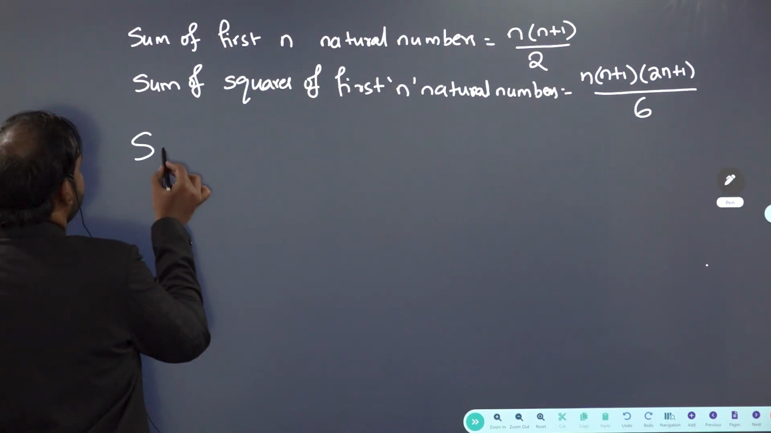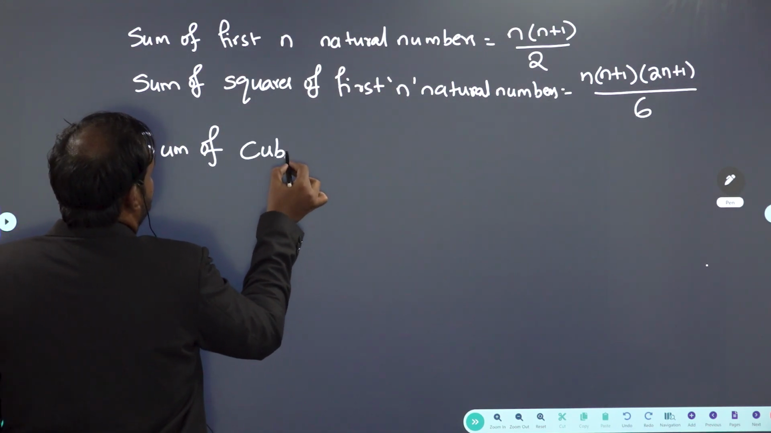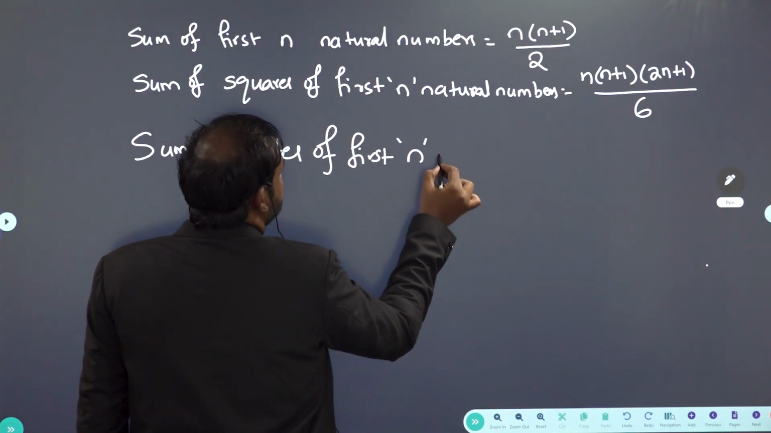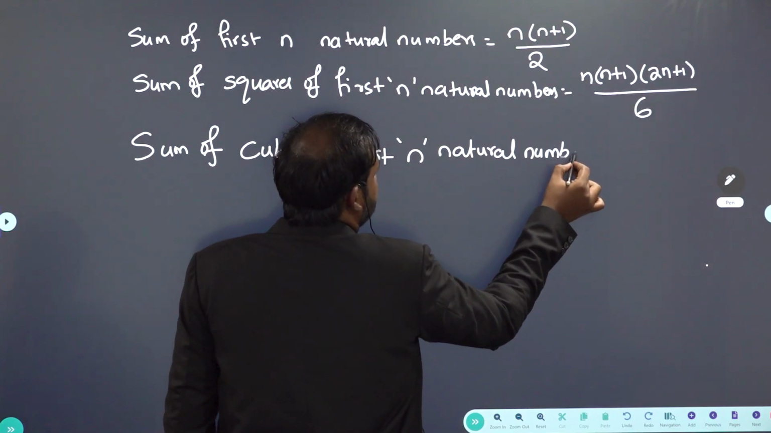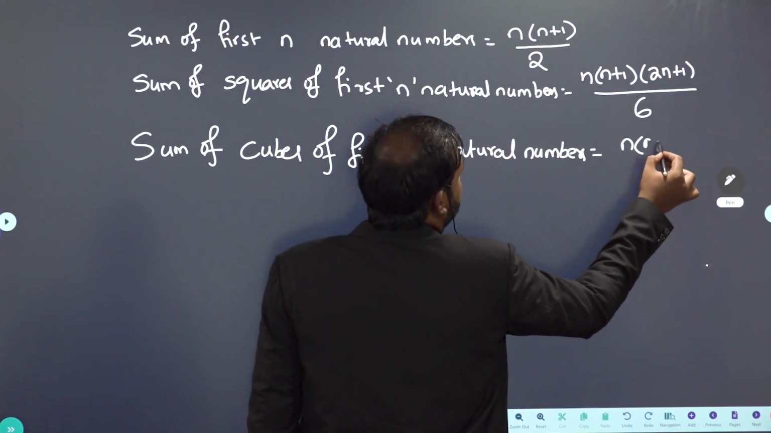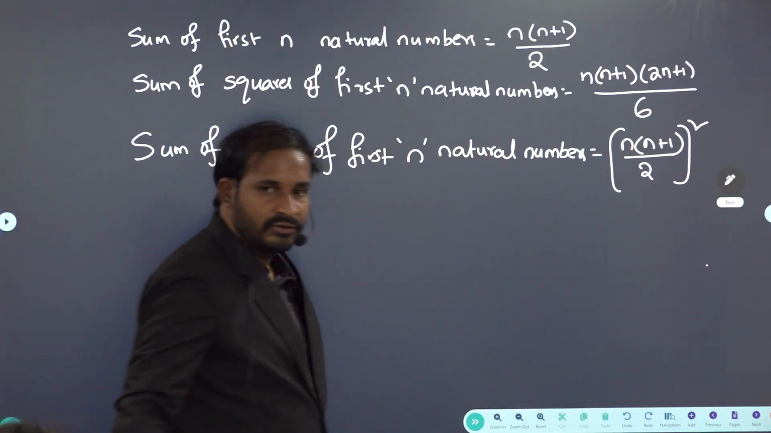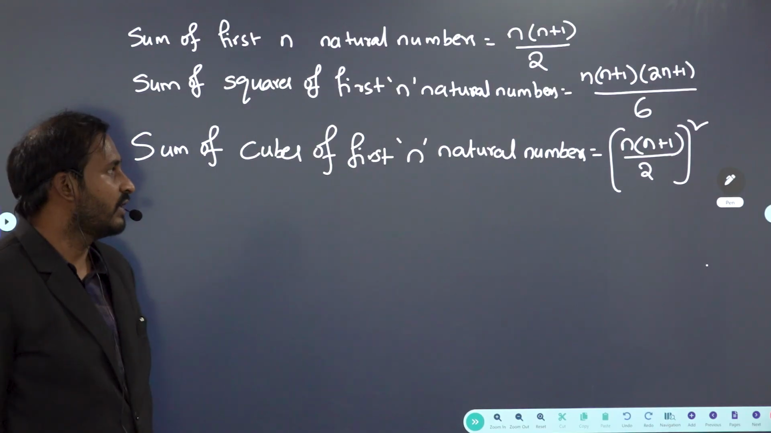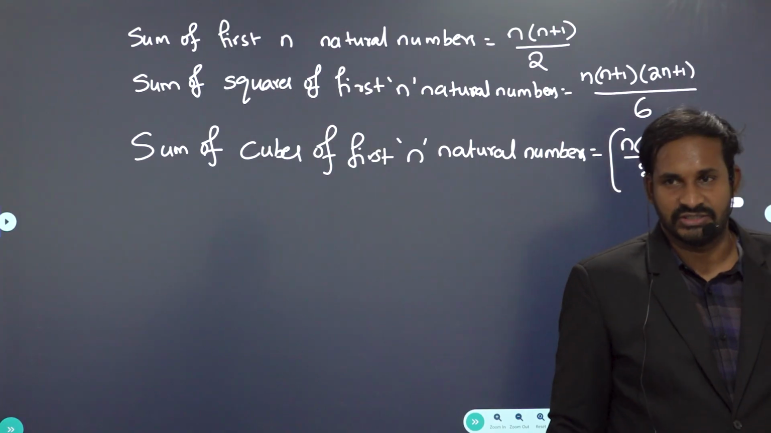And similarly, if we want to find the sum of cubes of first n natural numbers, then our formula here is n into n plus 1 by 2 whole square. So this is the formula which we are going to use to find the squares or cubes of numbers of first n natural numbers.